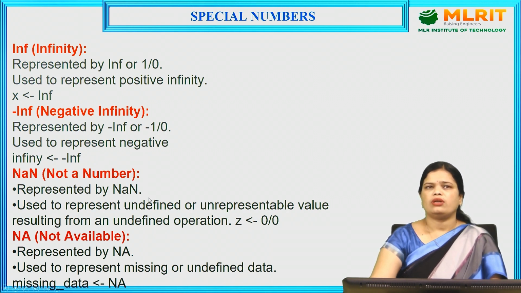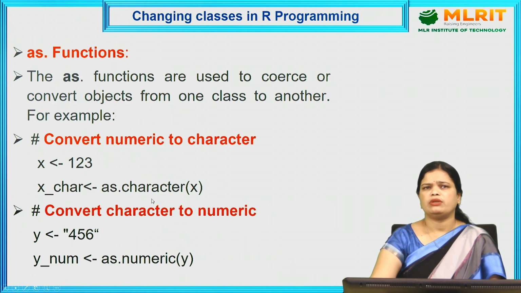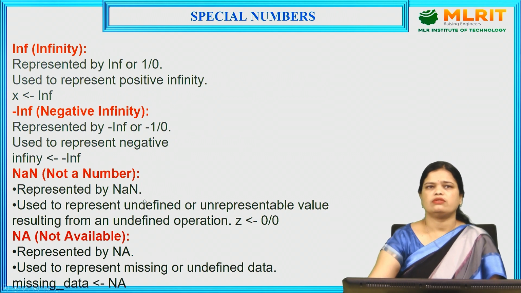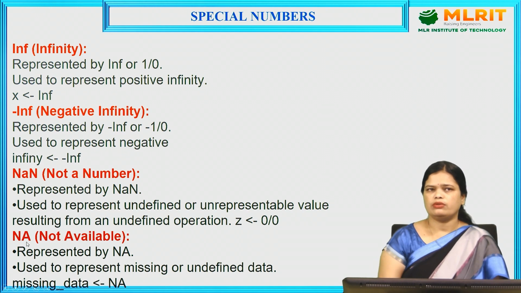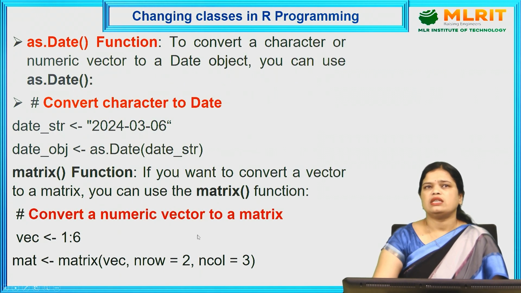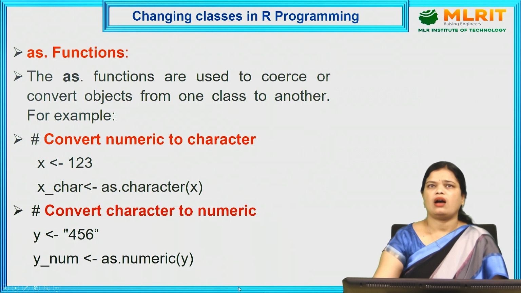NaN is not a number, so we'll be using the NaN notation. NaN will be used as a keyword for this, and it will be used to represent undefined, unrepresentable values. And NA, not available: when the data is not available, when we have missing data, NA will be used. NA means not available.